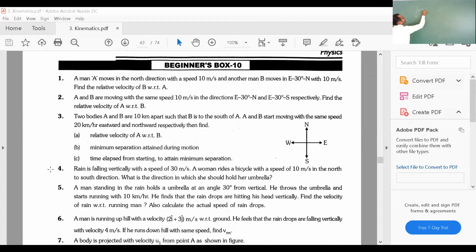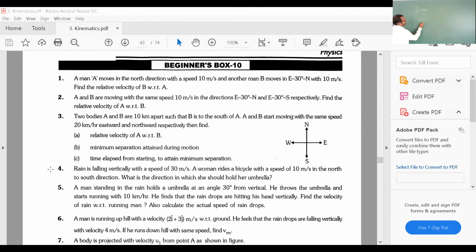Next, a woman rides a bicycle with a speed of 10 meter per second in the north south direction. You know the directions: this is north, this is south, this is east, this is west. Don't draw the woman's direction like that, because rain is falling vertically like this. So let us rotate it, so this becomes north, this south, this east, and this west. In this direction, the woman is riding a bicycle.